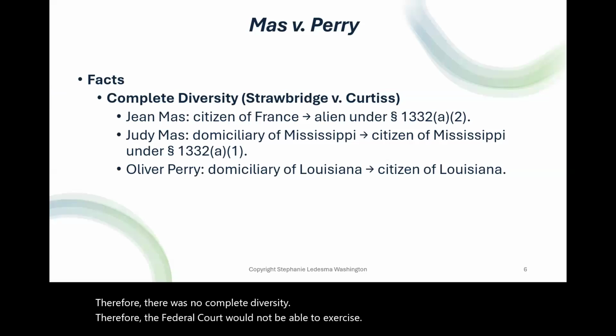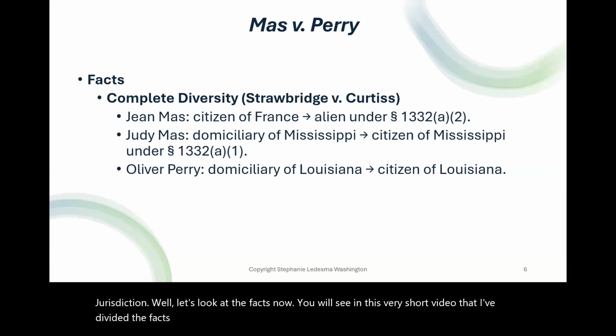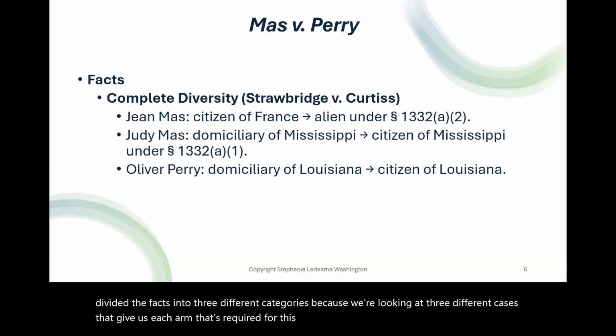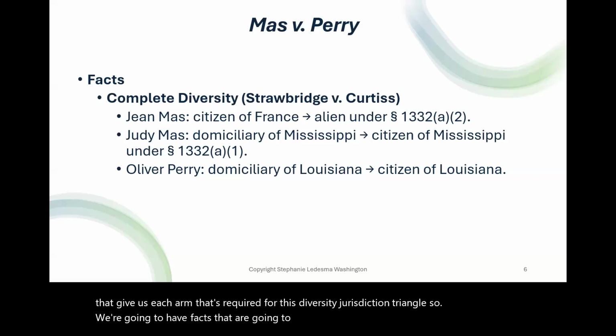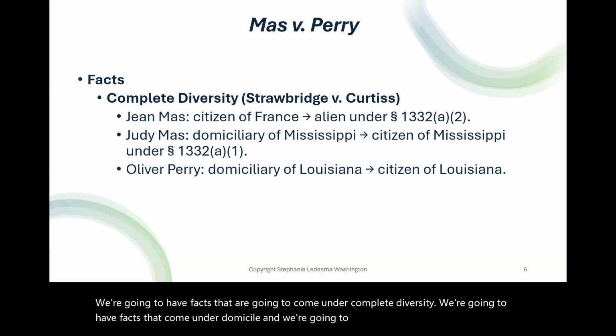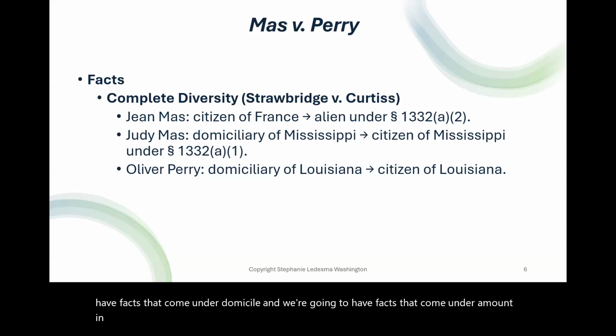Well, let's look at the facts. Now, you will see in this very short video that I've divided the facts into three different categories because we're looking at three different cases that give us each arm that's required for this diversity jurisdiction triangle. So we're going to have facts that come under complete diversity, facts that come under domicile, and facts that come under amount in controversy.